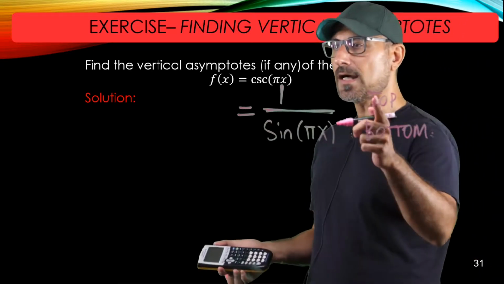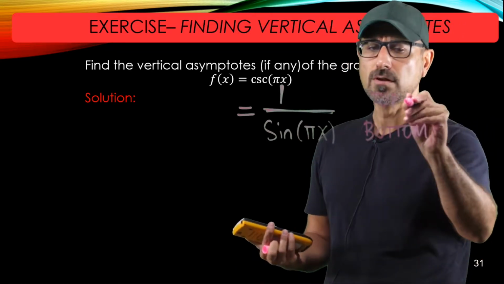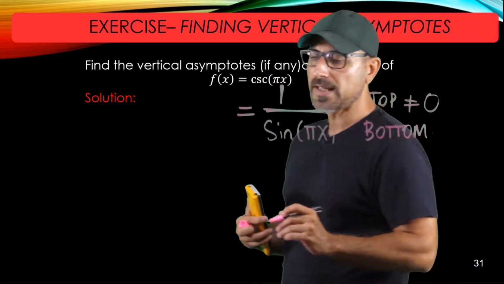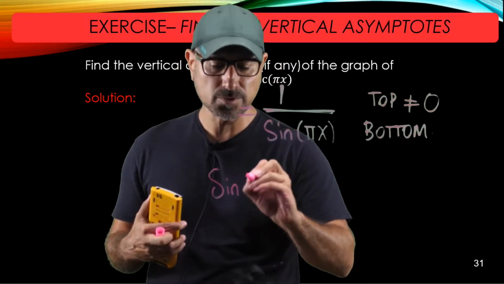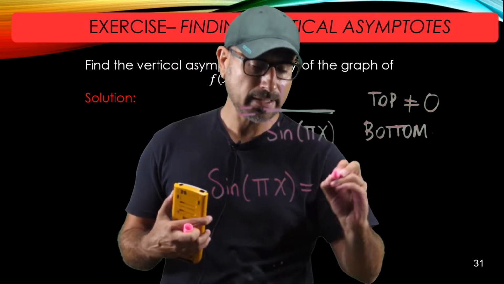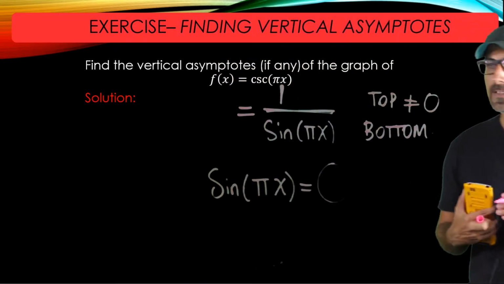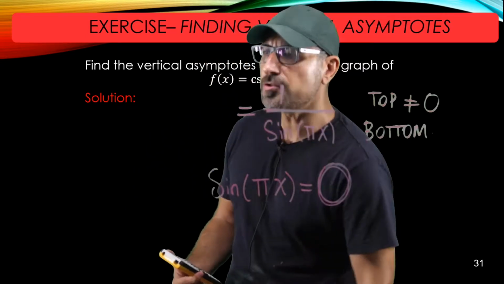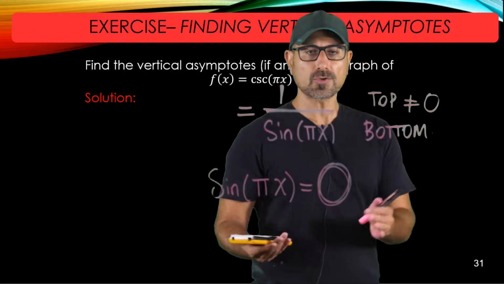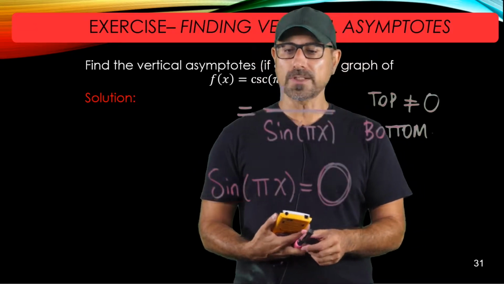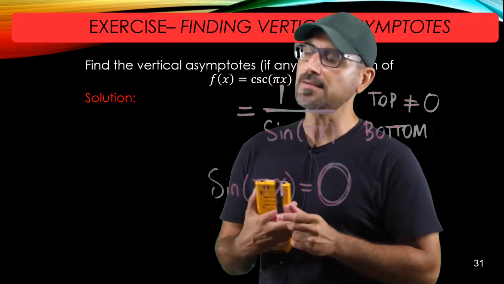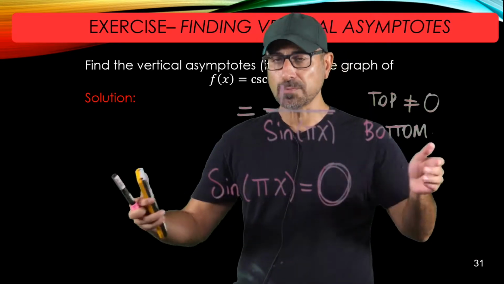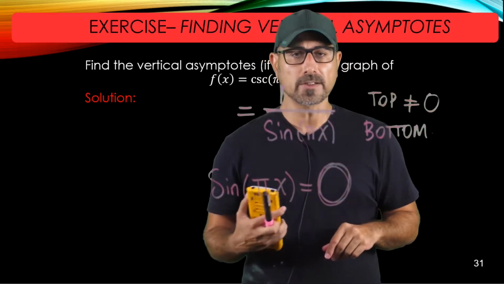The good news is that the top is already 1, which is non-zero. So all we're going to investigate is if there is any x that makes the bottom 0. In other words, we are solving the equation sine pi x equals 0. At this moment, it's very useful to have the unit circle with you, and all we're going to do is check where the sine function takes the value 0.